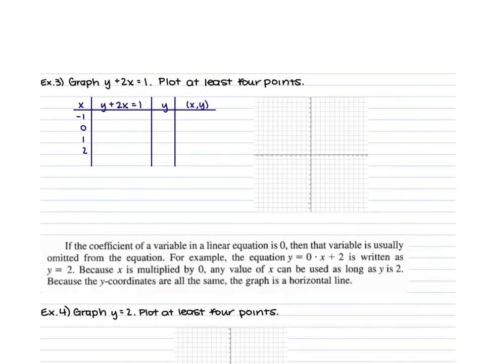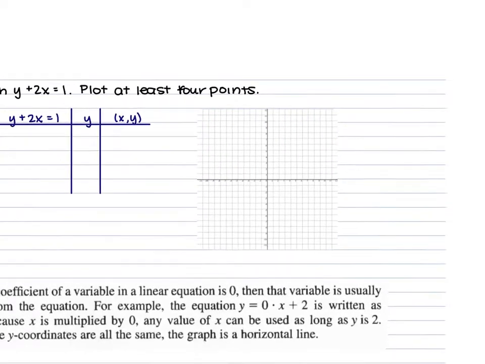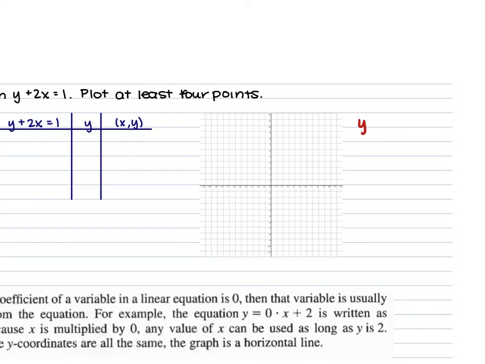Okay? If we look at example 3, we're just given y plus 2x is equal to 1, and we're asked to plot 4 points. Because this is not y is equal to, we can take this equation and solve it for y so that way we have what we're looking for. So we're starting with y plus 2x is equal to 1. In order to solve this for y, we would just subtract that 2x from each side to get y by itself, and we have y is equal to -2x plus 1. So this is what we're going to use in order to solve for y.